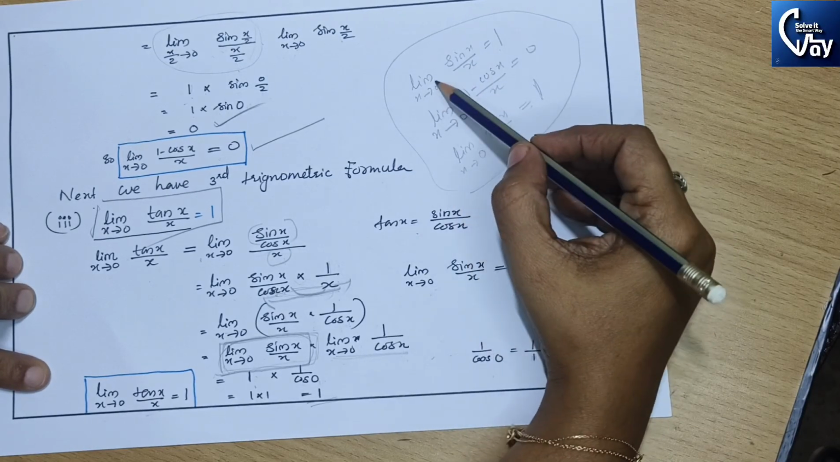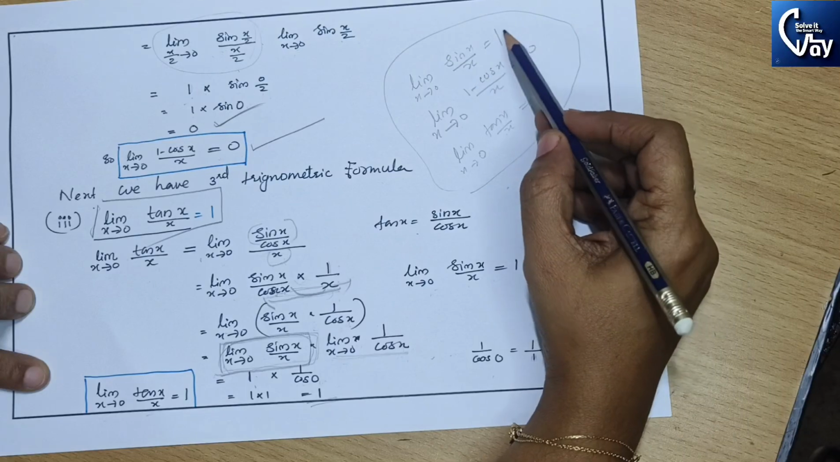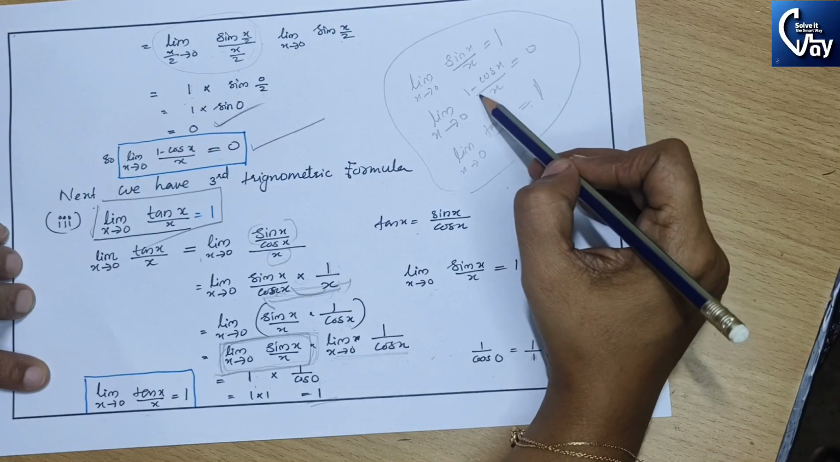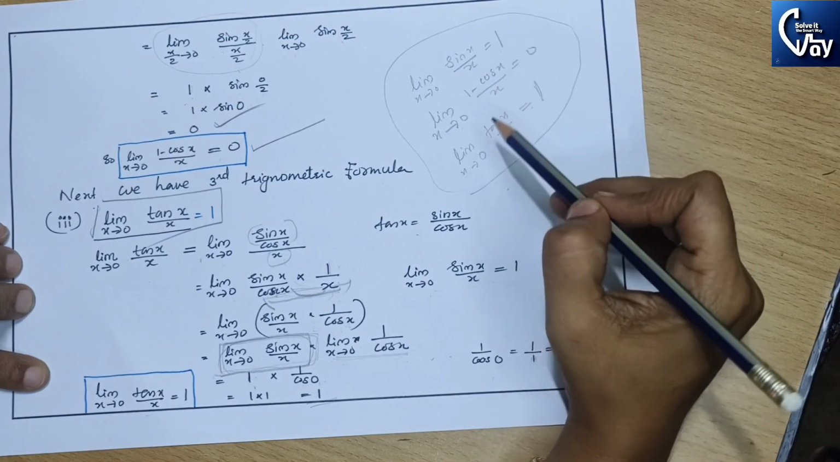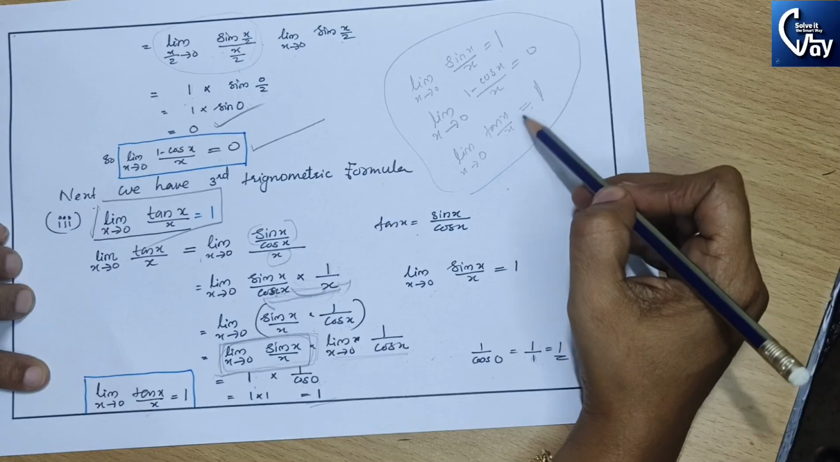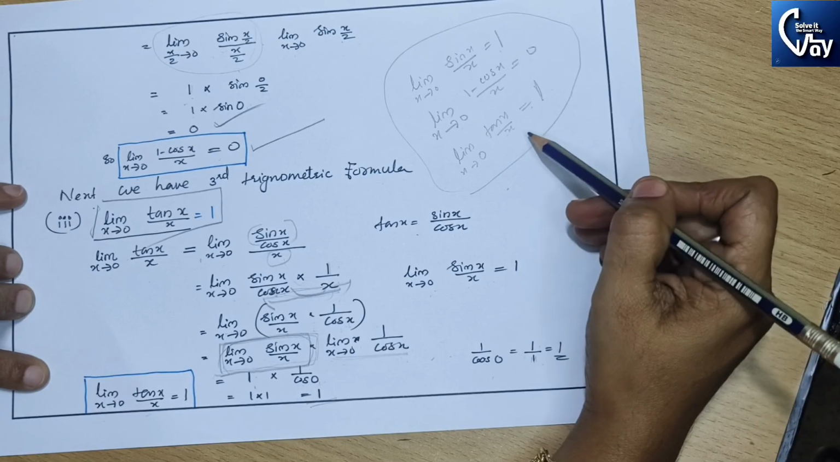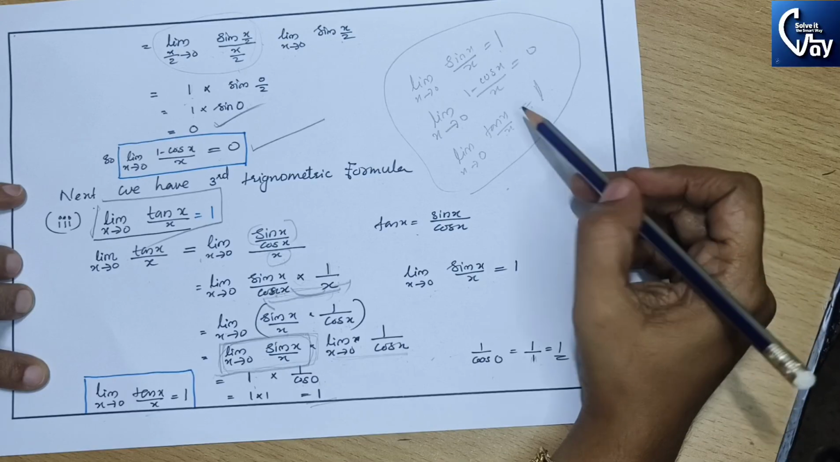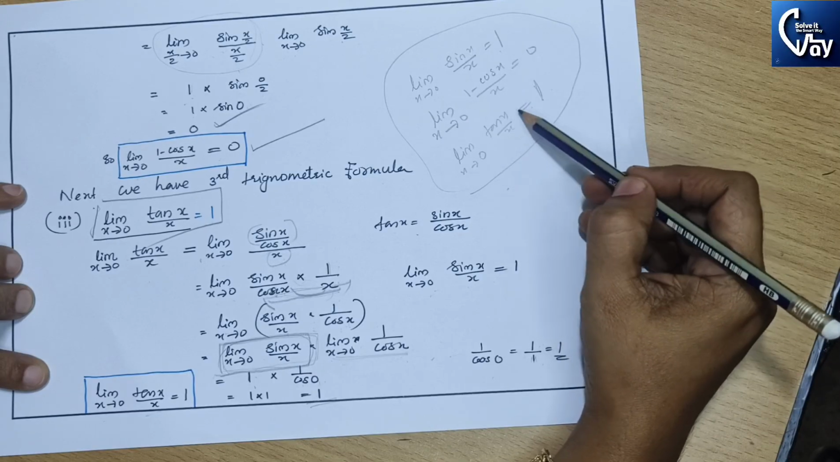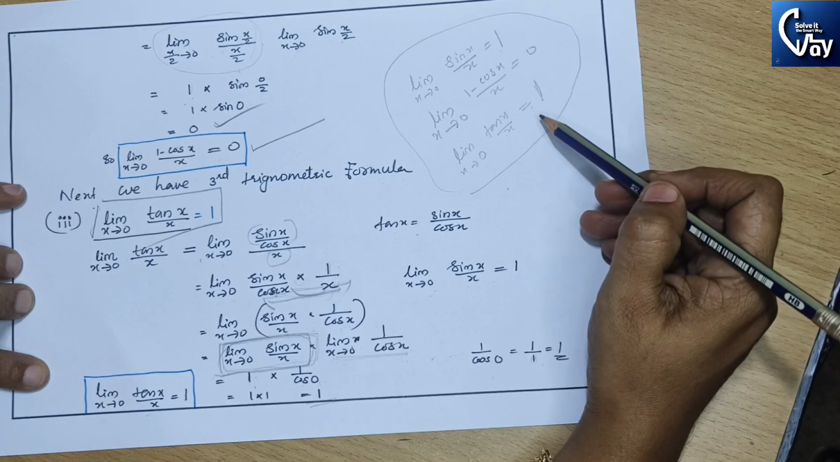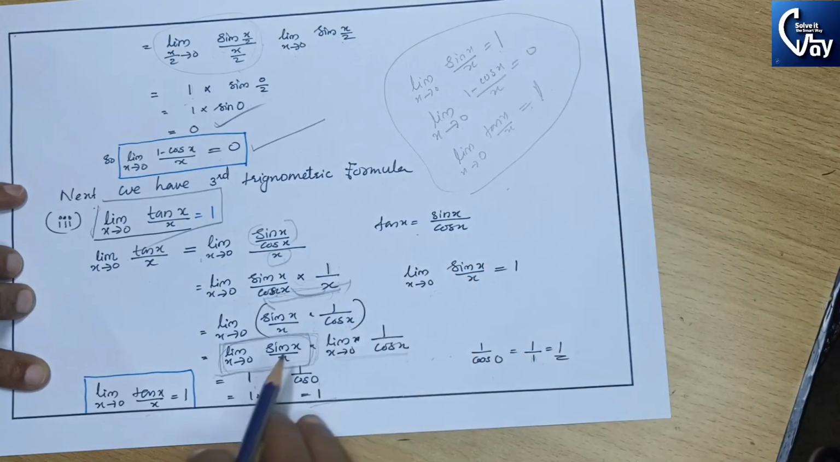We conclude that limit x approaching 0 of sin x by x is equal to 1. Limit x approaching 0 of (1 minus cos x) by x is equal to 0. Limit x approaching 0 of tan x by x is equal to 1. This is how we prove the limits of trigonometric formulas using our diagram. Is it clear? Any doubt? Thank you.